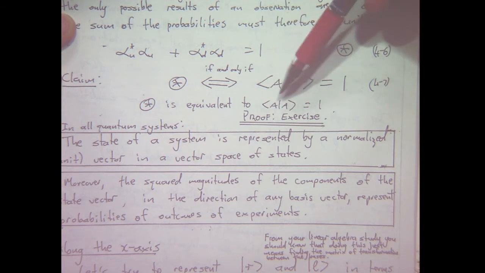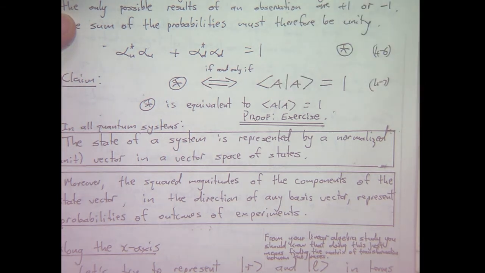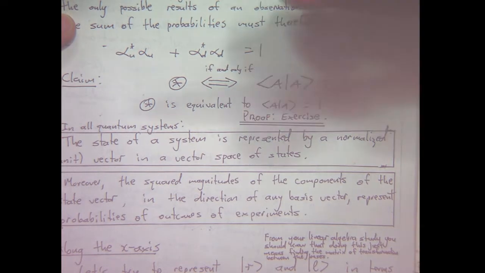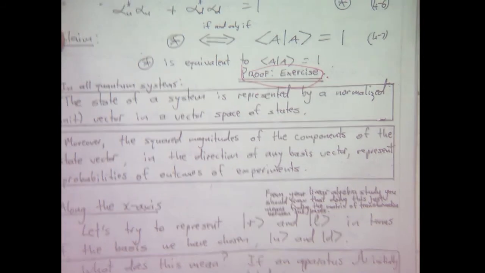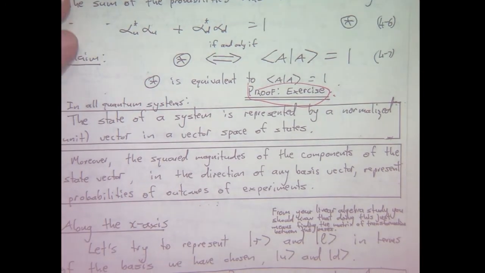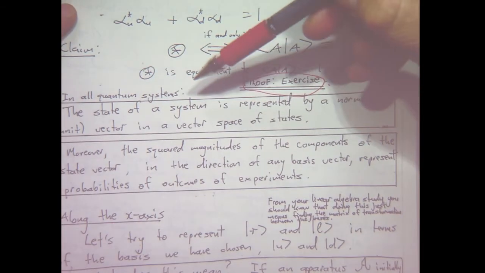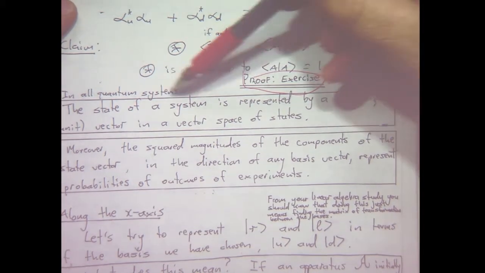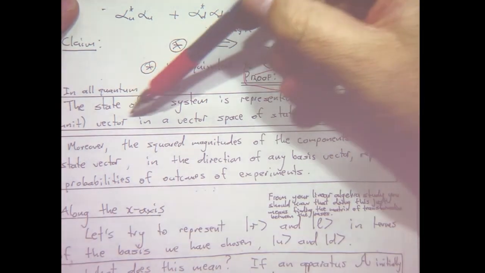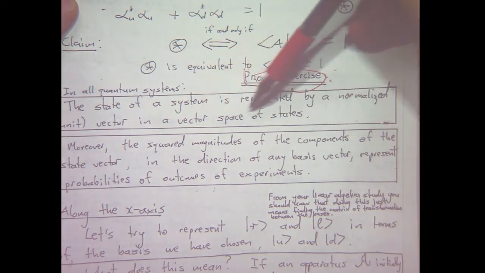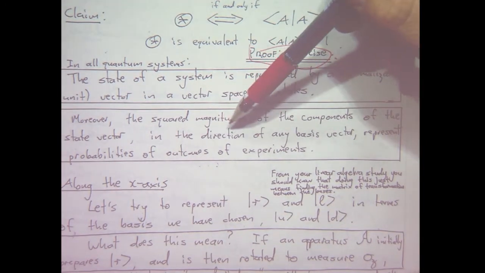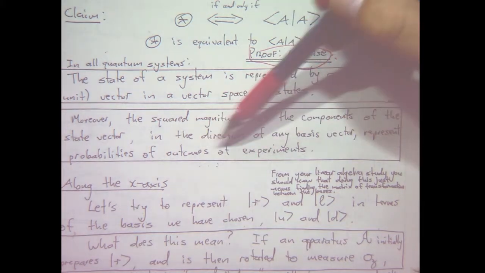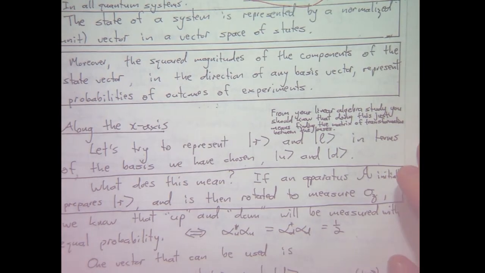It's a good exercise to have a go at proving that, because it's only about 3 or 4 lines, and you get used to the notation. If you can't get it, then just email me. It's very simple. In a few weeks' time, you'll think that this is absolutely true. In all quantum systems, the state of the system is represented by a normalized unit vector in a vector space of states. Moreover, the squared magnitude of the components of a state vector in the direction of any basis vector represent probabilities of outcomes of experiments.